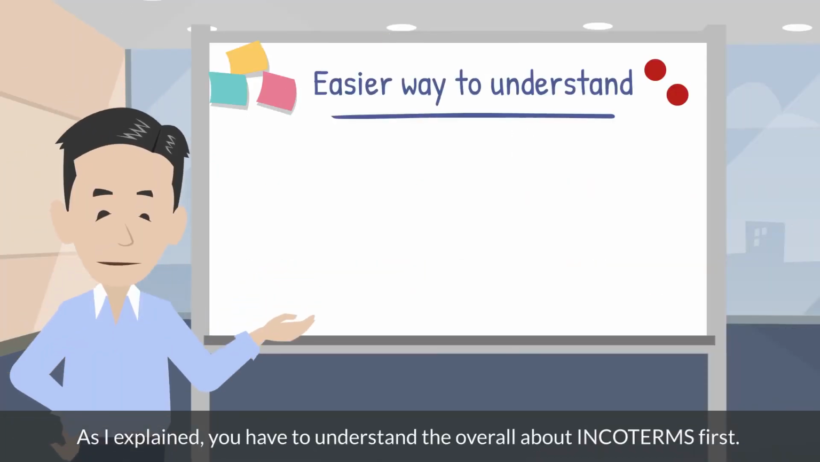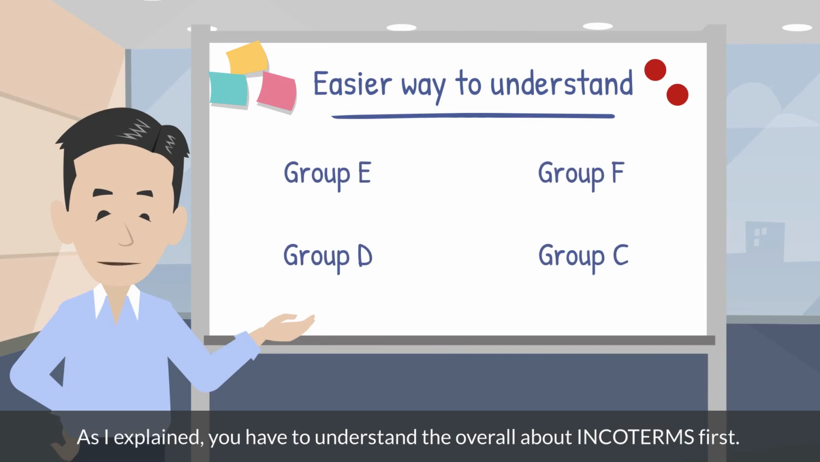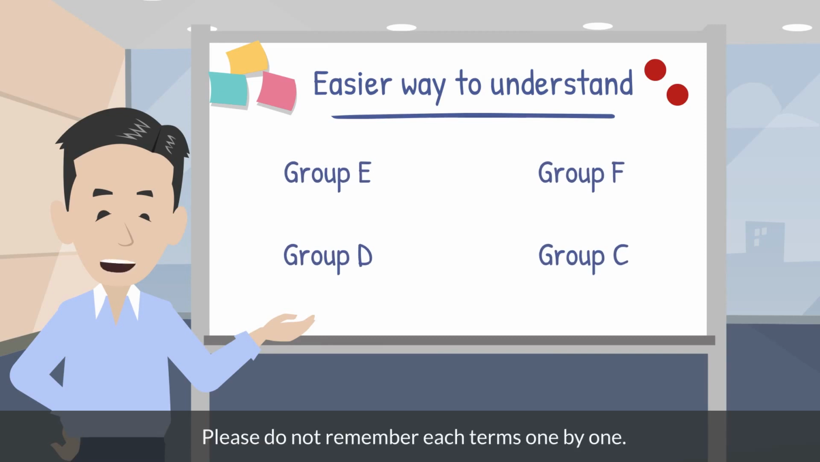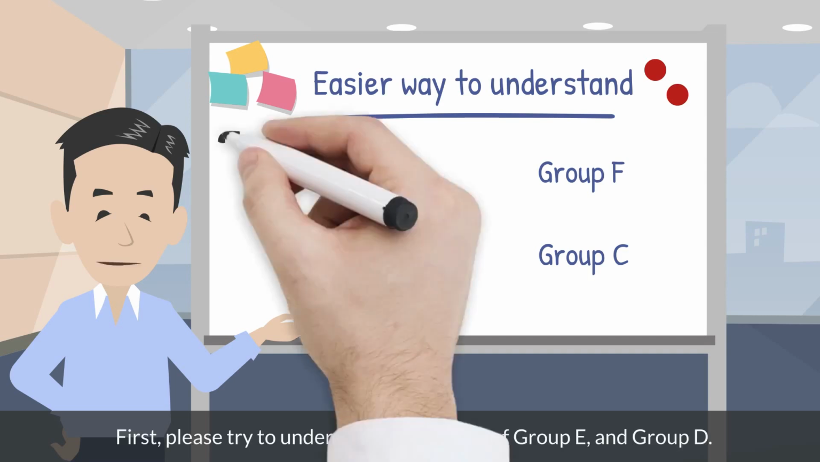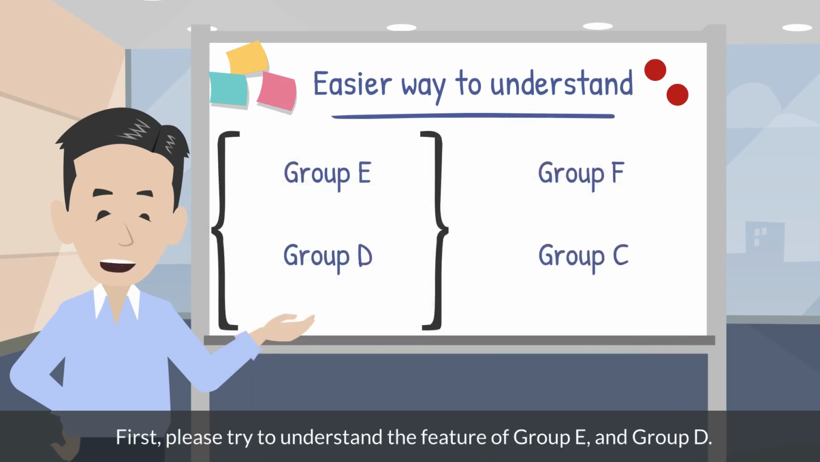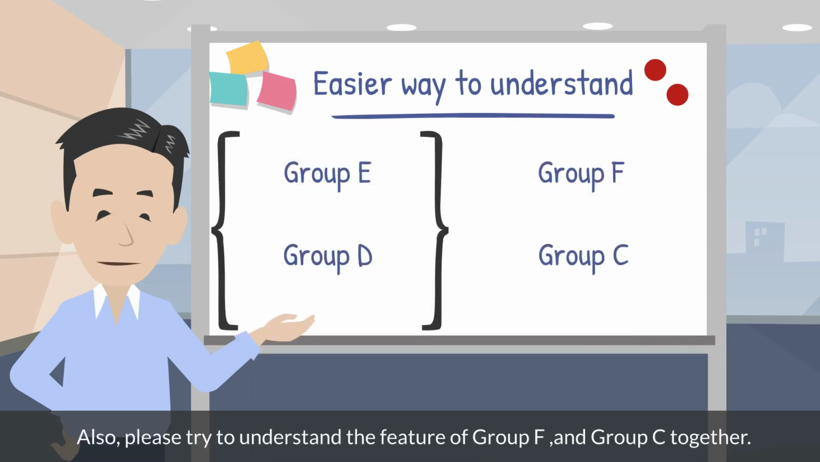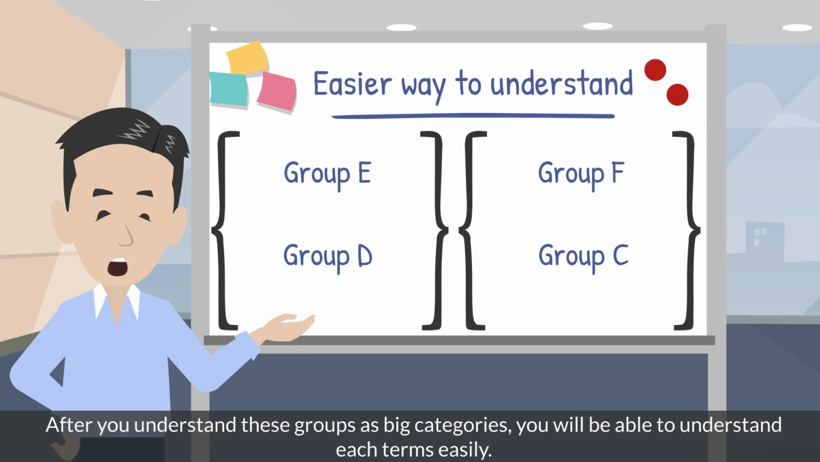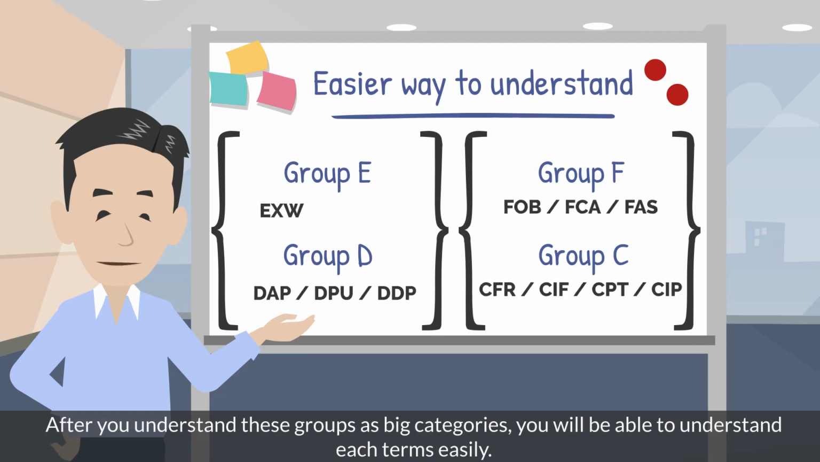As I explained, you have to understand the overall about INCOTERMS first. Please do not remember each term one by one. First, please try to understand the feature of Group E and Group D. Also, please try to understand the feature of Group F and Group C together. After you understand these groups as big categories, you will be able to understand each term easily.